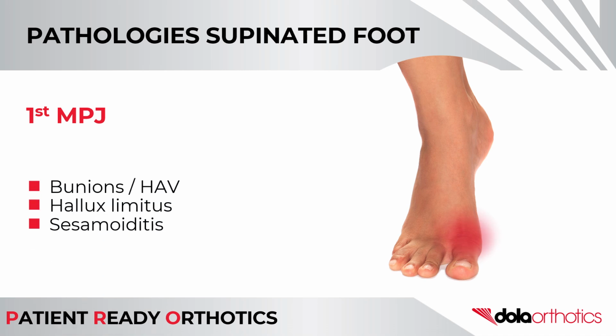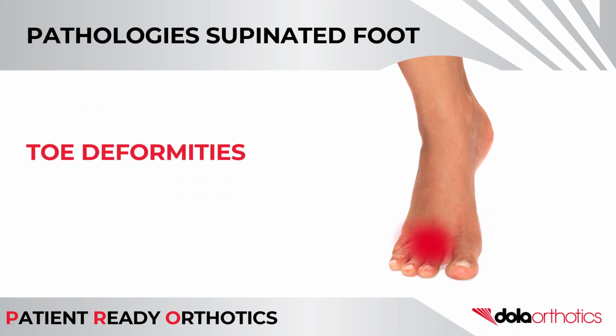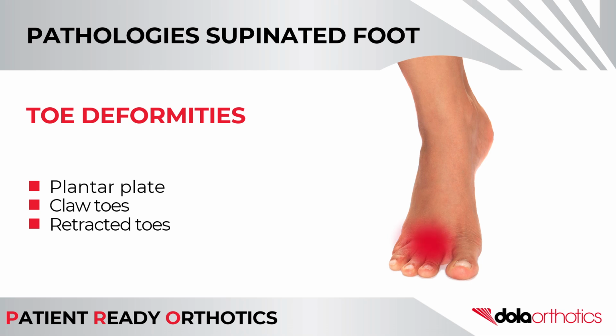First MPJ pathologies are also common, including bunions or HAV, and the development of hallux limitus and sesamoiditis, all relating to forefoot loading, function, and instability. Toe deformities may also be a sign of impaired forefoot function, including plantar plate injury, claw toes, or retracted toes due to muscular imbalance.